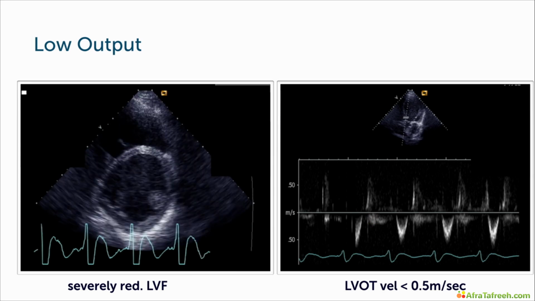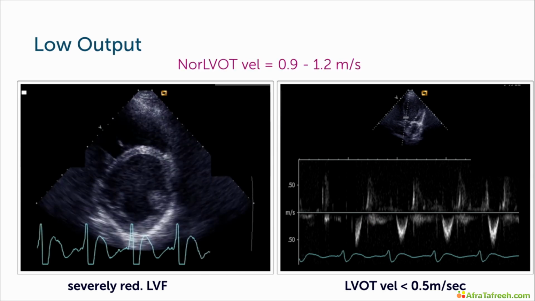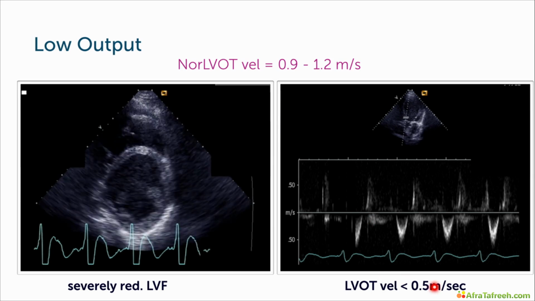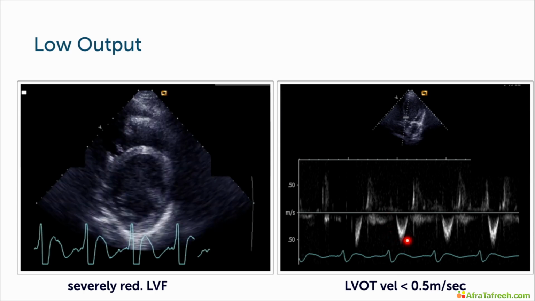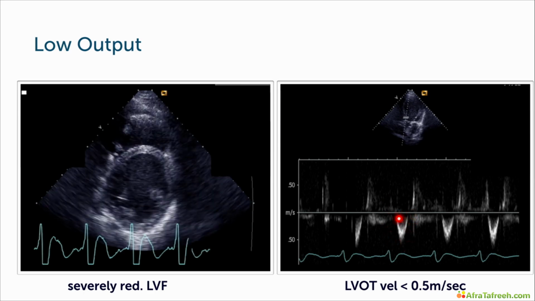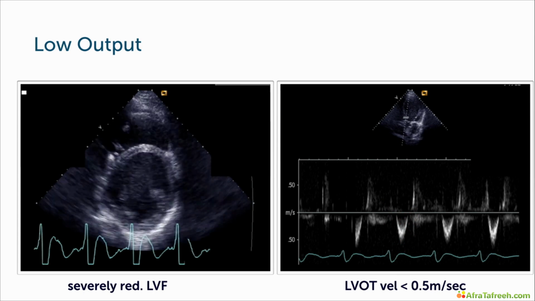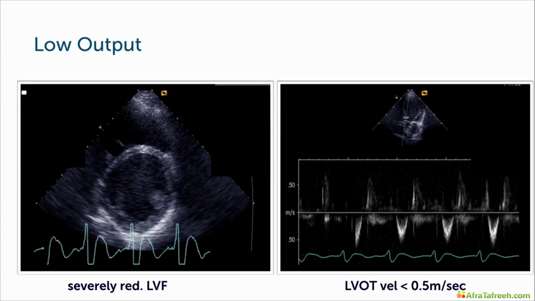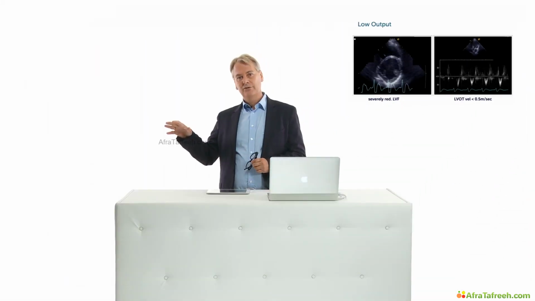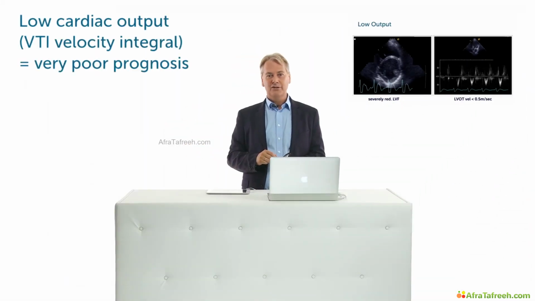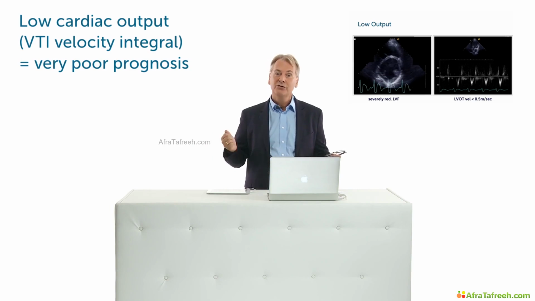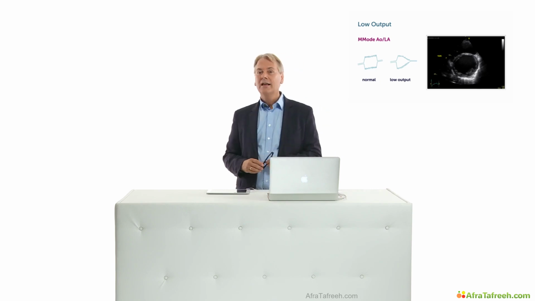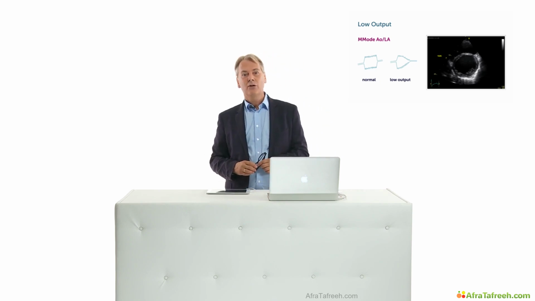Normally you'll have a flow which is in the region of maybe 0.9 to 1.2 meters per second. Here it is only 0.5 meters per second. And the entire velocity time integral is very low as well. You have a very short duration of systole. This is such an example of a patient who already has forward heart failure. And those are patients who come into a subgroup of patients who have very poor prognosis and who are usually very symptomatic.